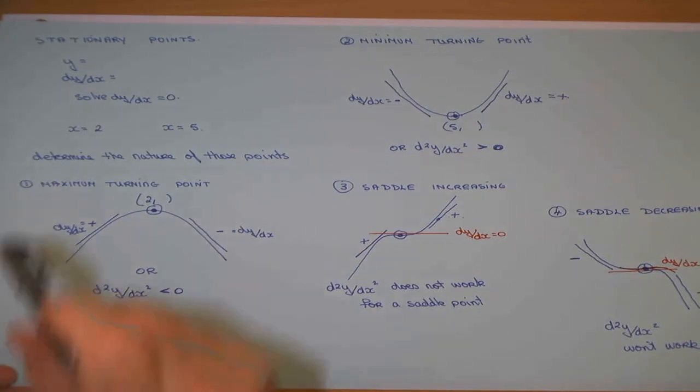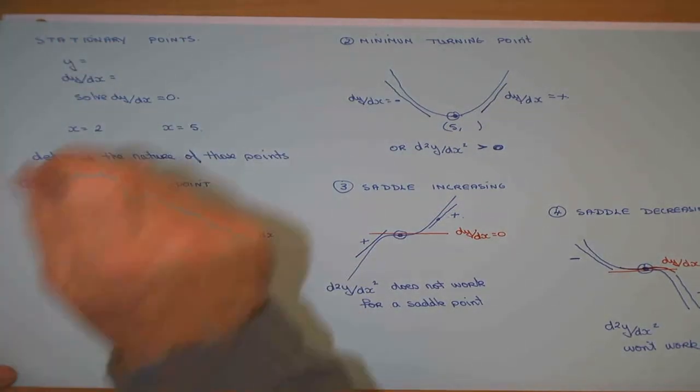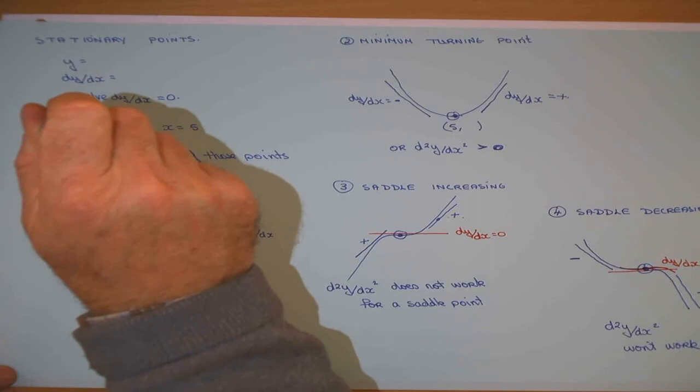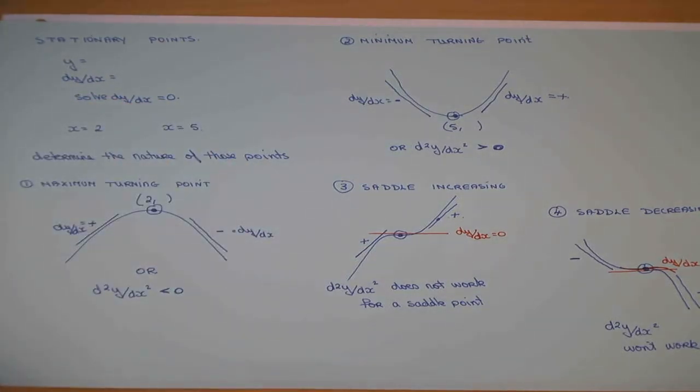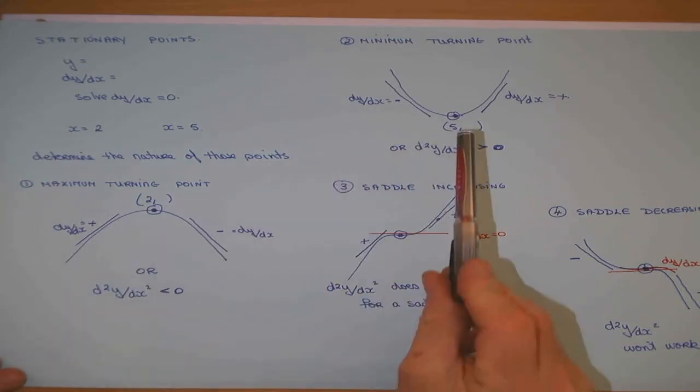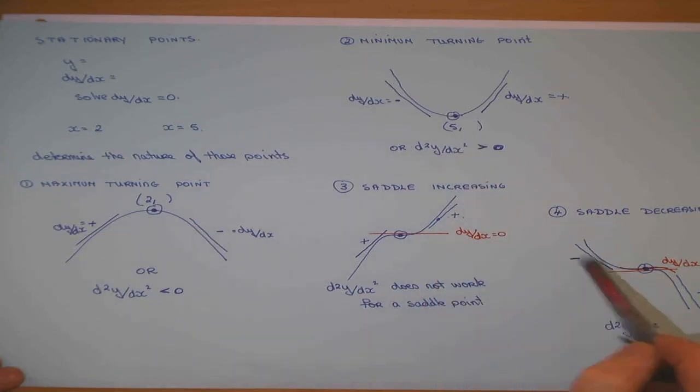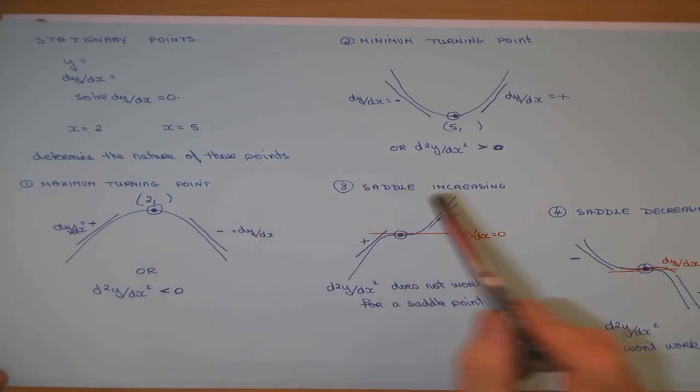So first of all, can you find the stationary points? You can. You work out dy/dx, you solve dy/dx equal to 0, and that gives you the stationary points. Now once you have found the stationary points, then you must tell me what they are. So they're either maximum or minimum turning points, or saddles increasing or decreasing. Four point types that you have to be able to distinguish. They will all work by getting the slope on either side.